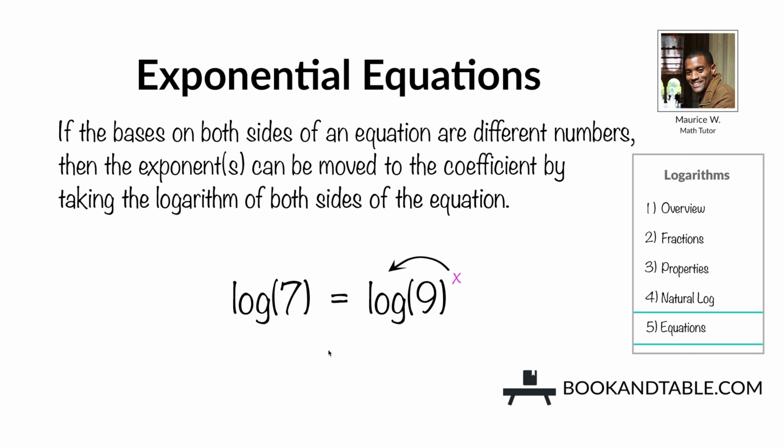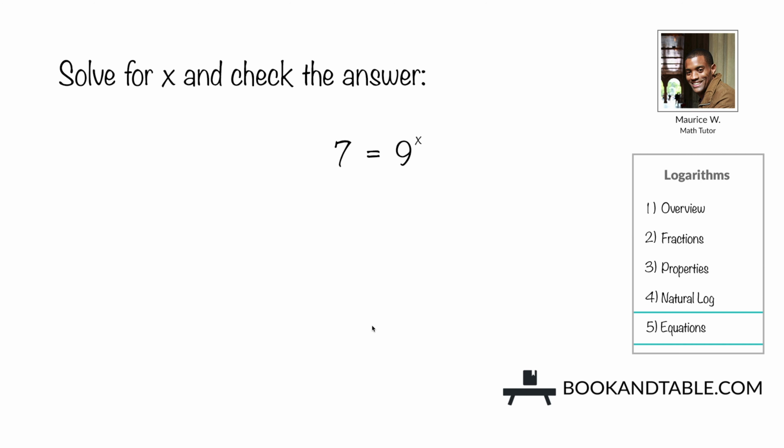We can also take the natural log of both sides, making it the natural log of 7 is equal to the natural log of 9 raised to a power of x. And again, we can move this exponent x to the coefficient using the power rule. So throughout the remainder of this section, I'll be using logarithms, but just know you can also take the natural log of both sides if you wanted to. But let's walk through this example from the beginning.